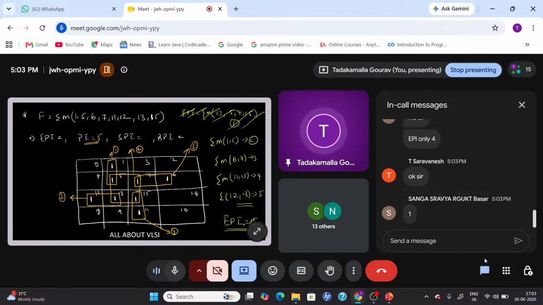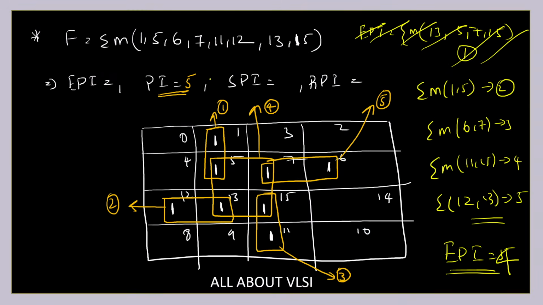RPA is equal to 1. Your quad is an RPA. It's a redundant prime implicant, because if you look at your quad, this minterm is already sharing a group, this minterm is sharing a group, this minterm is sharing a group. So all the minterms are sharing groups with other groups, right? So the entire quad is an RPA. Okay, so RPA is equal to 1.